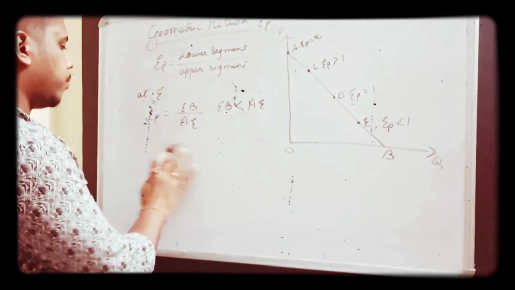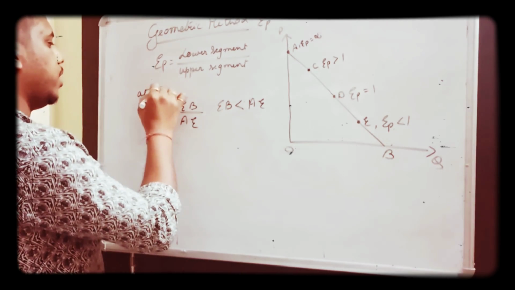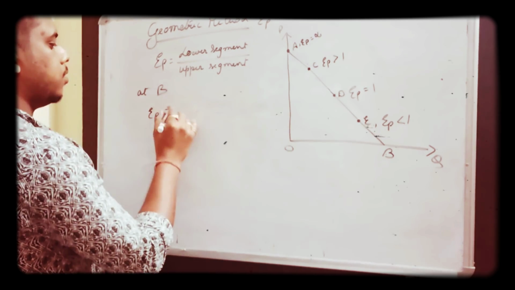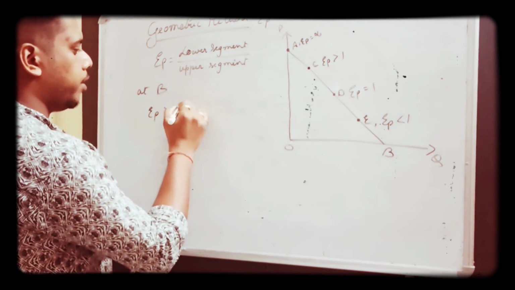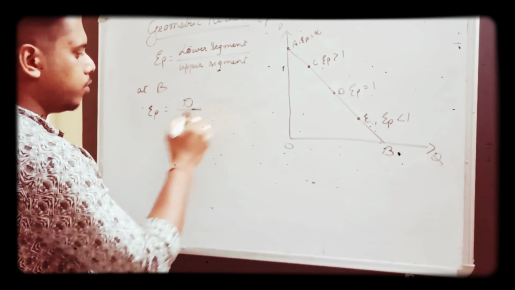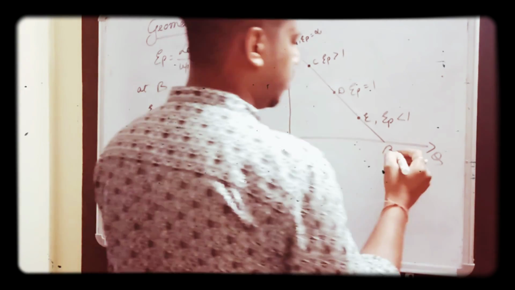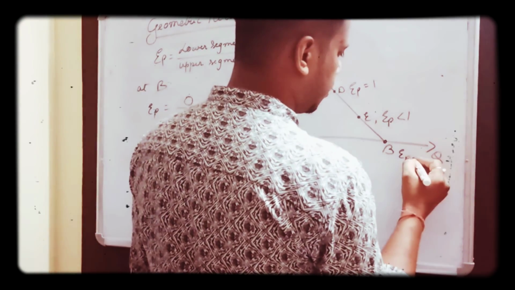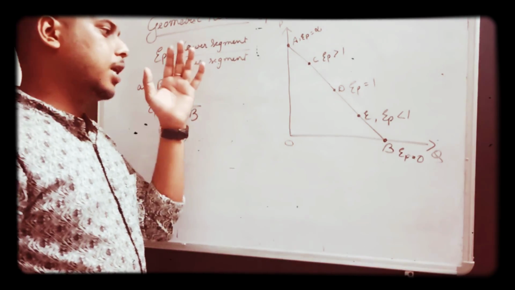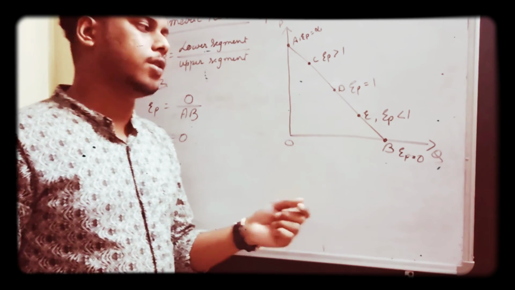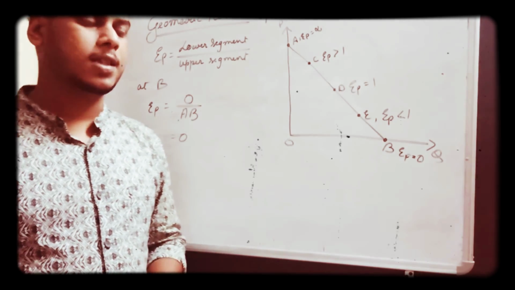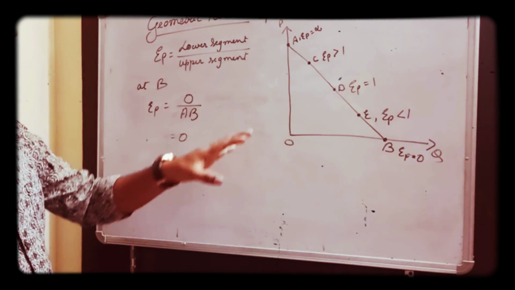And lastly, for point B, the lower segment is 0. That means the numerator is 0, whereas the upper segment is AB. 0 divided by anything gives you 0. So elasticity at point B is equal to 0. In this manner we find the elasticity at different points of the curve using the geometric method. We won't get an exact figure, rather a rough figure, like greater than 1, less than 1.